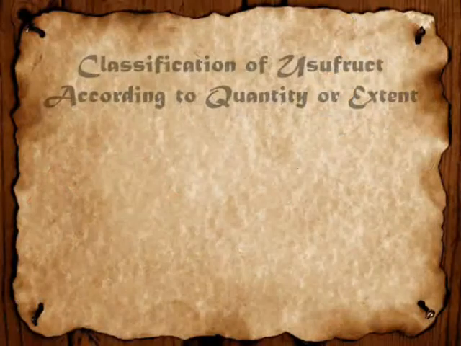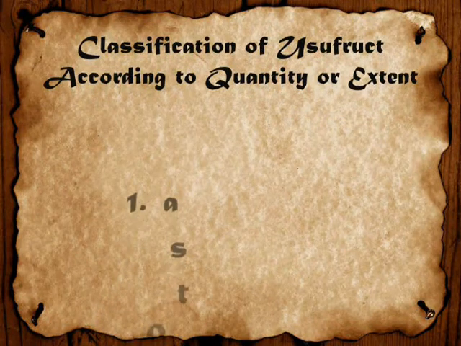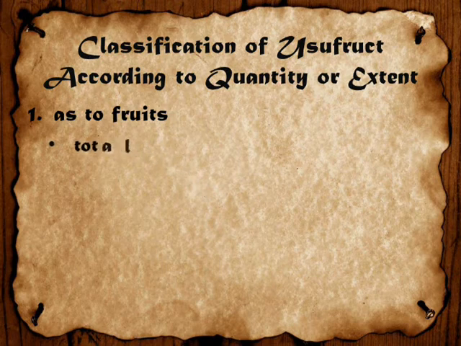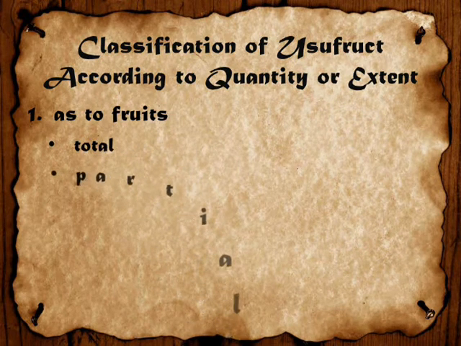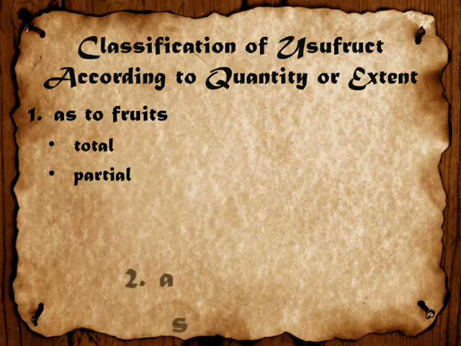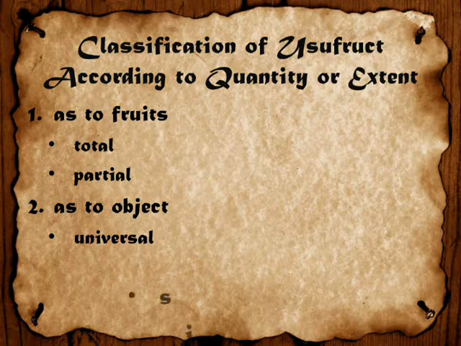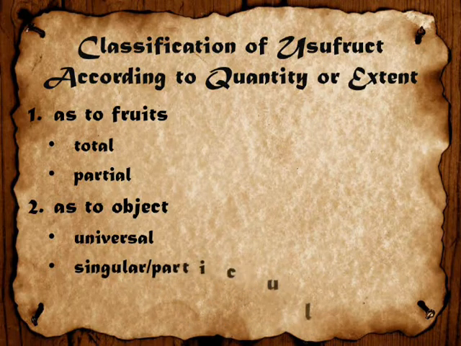Anyway, the first classification is according to quantity or extent. As to fruits, it could be total or partial. Total, kung buong puso ba niya ang binibigay niya sa relationship nyo. Or partial lang dahil hindi siya makamove on sa ex niya. And as to object, either universal or particular.